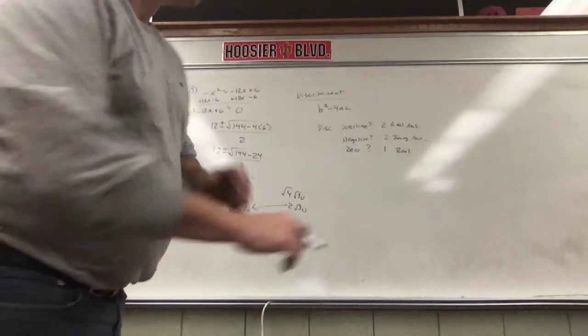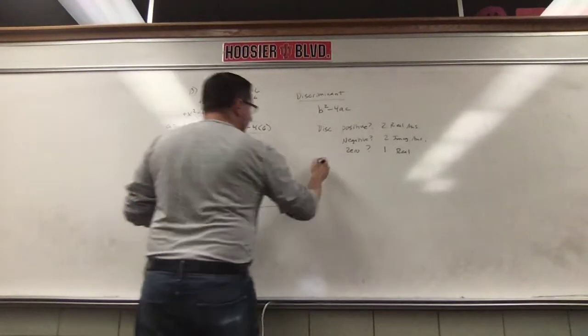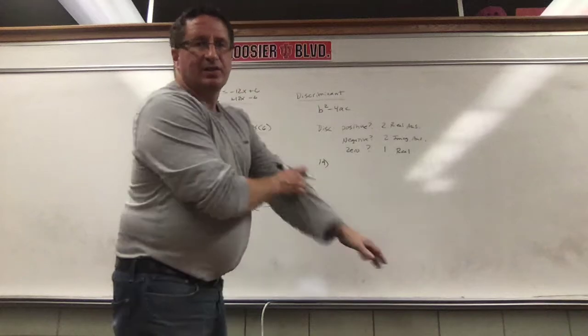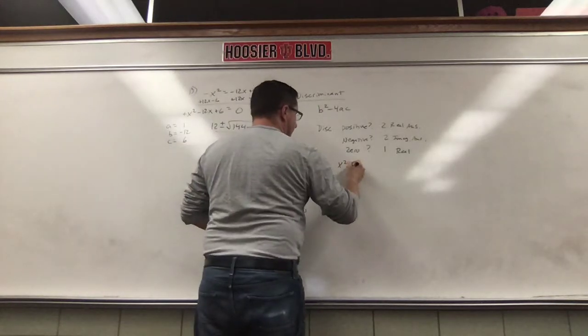So when we look at question number 19, they give us x squared plus 12x plus 36 is 0.